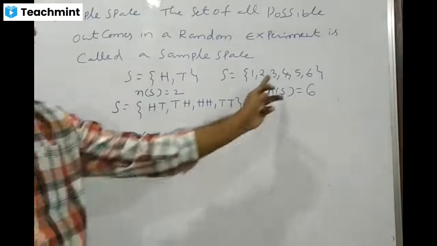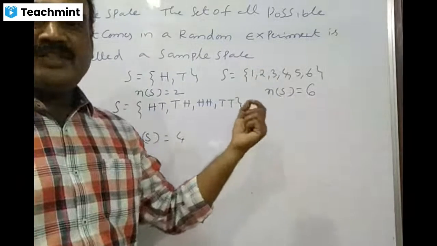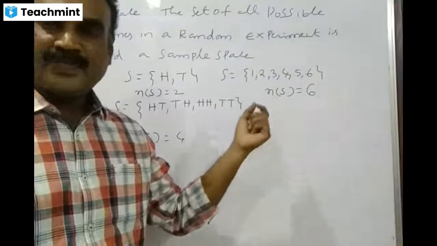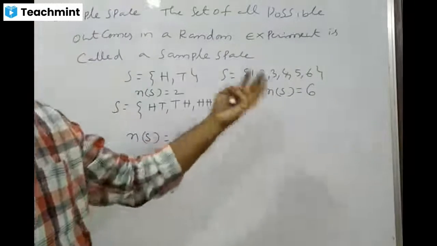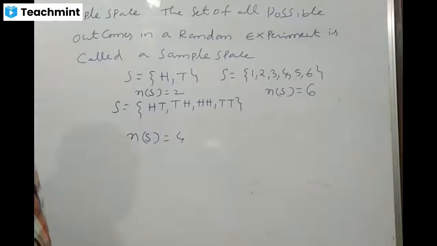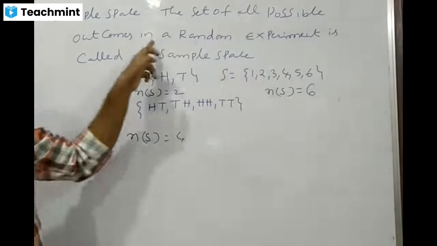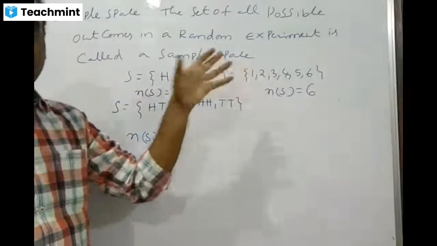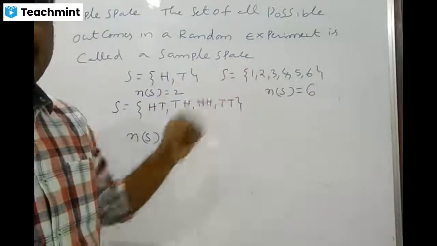So when a die is rolled two times, the total number of elements is n(S) = 6 squared = 36. Friends, sample space: the set of all possible outcomes in a random experiment is called a sample space. A sample space is denoted by S.